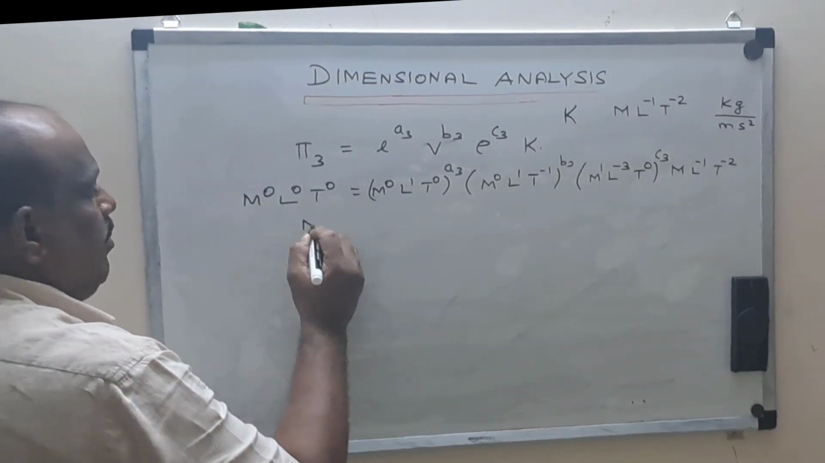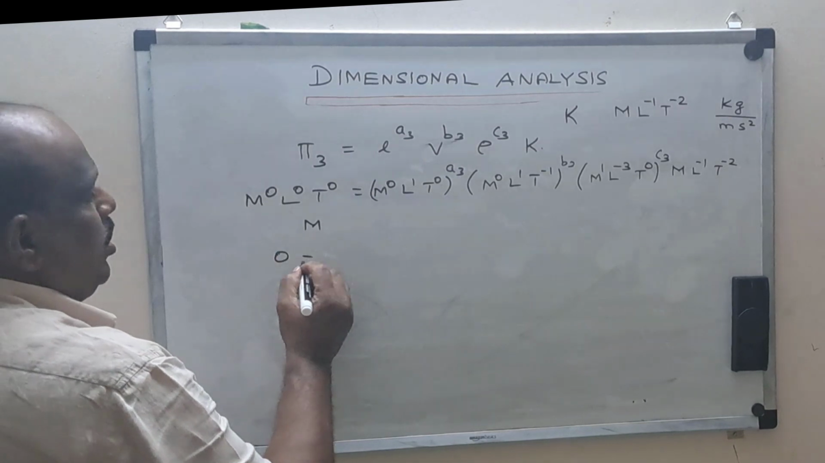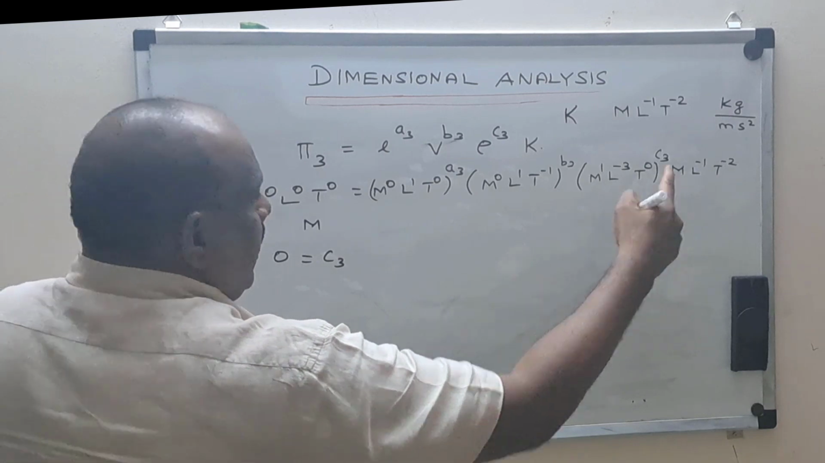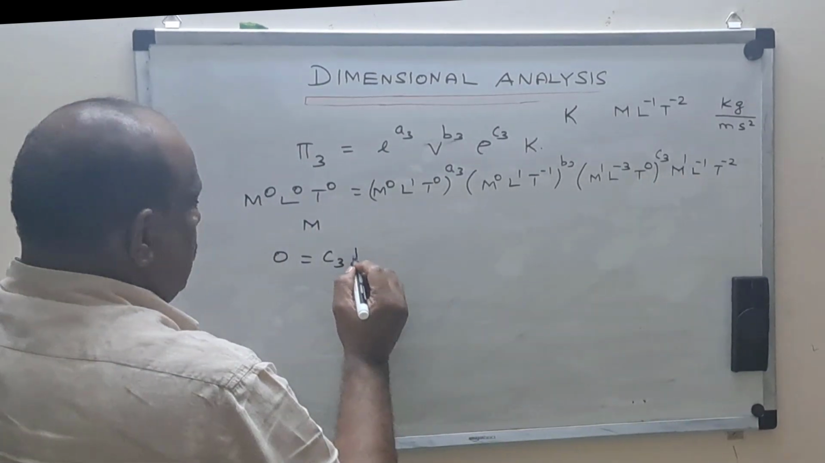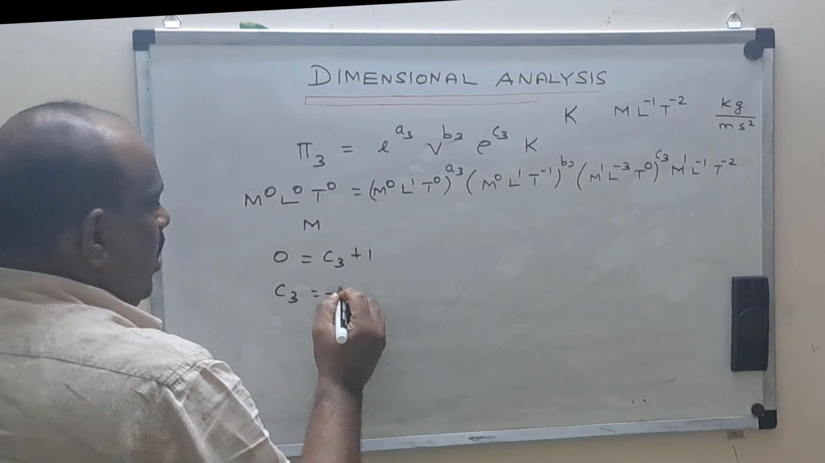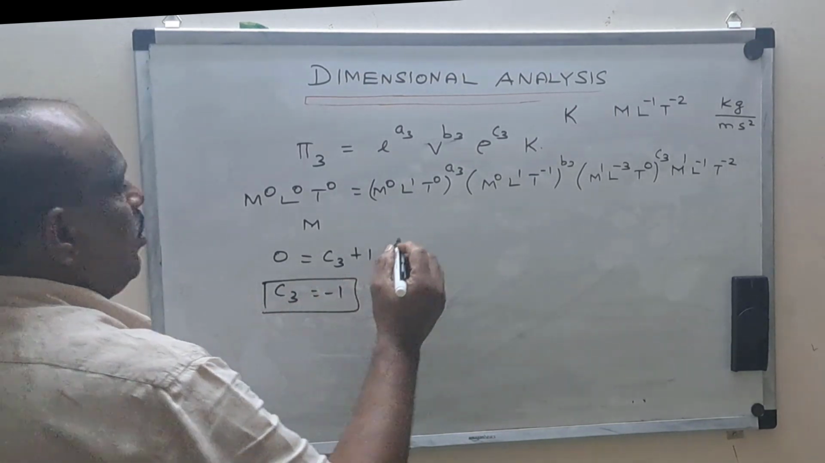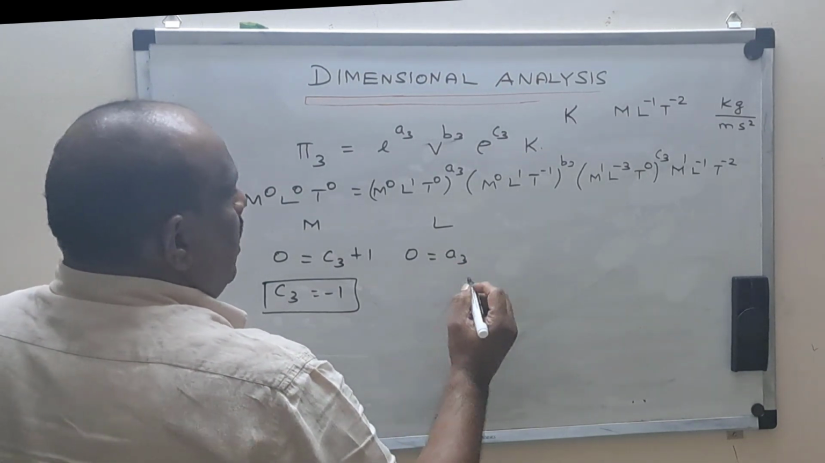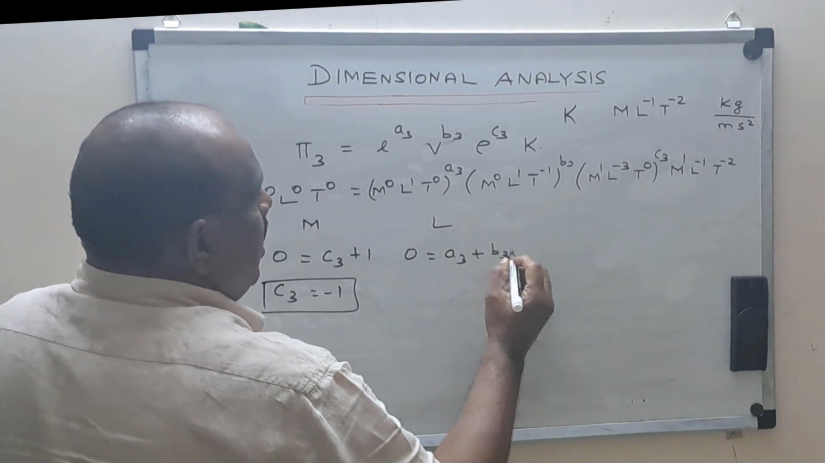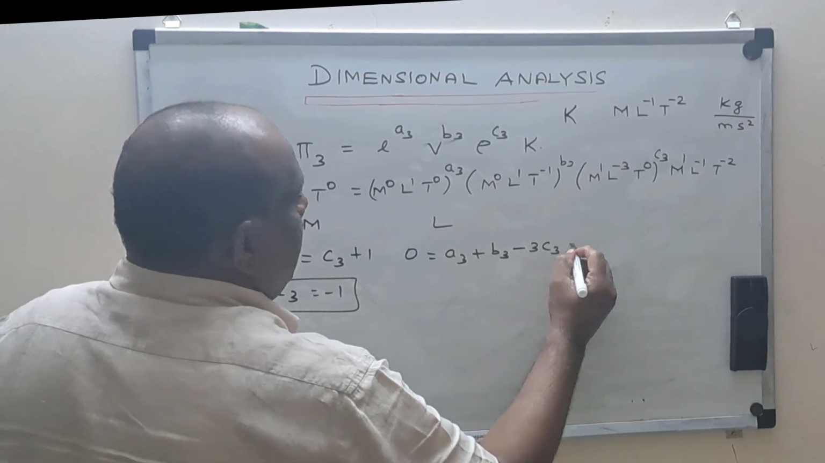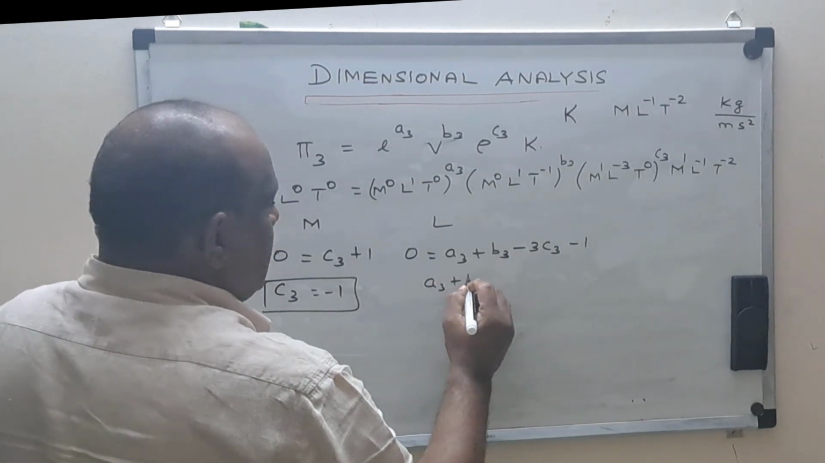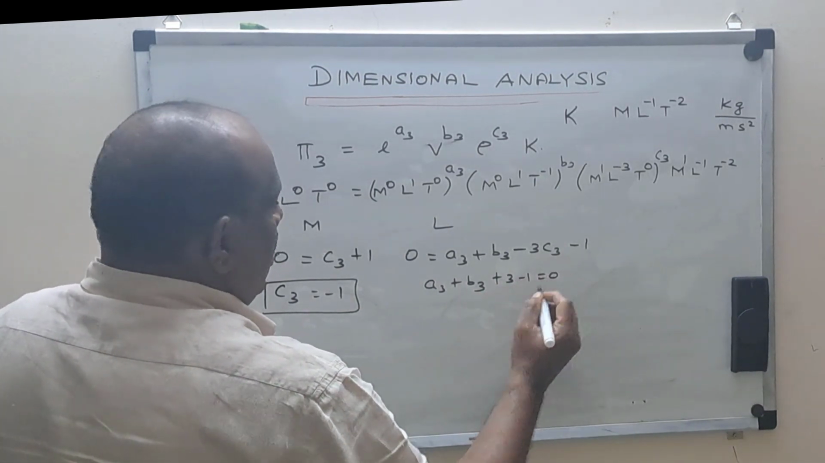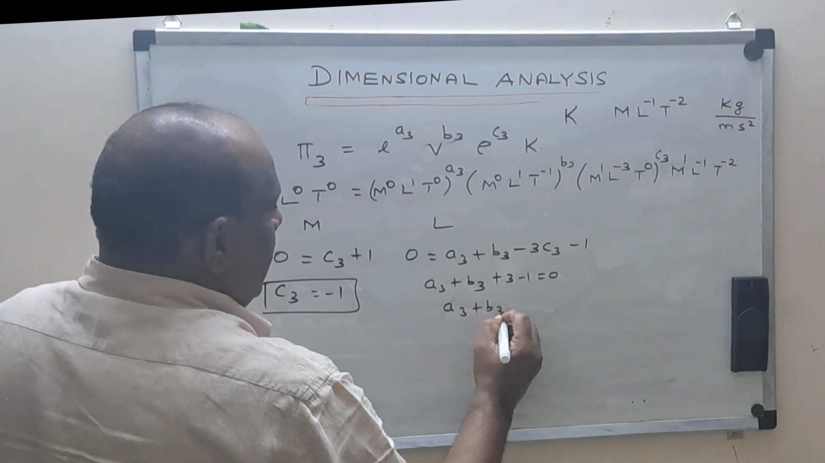Now compare the coefficients of m. 0 is equal to this 0, this 0, this C3, that is 1. This is plus 1. So plus 1 equal to 0. So C3 equal to minus 1. Comparing the coefficients of L now, 0 is equal to A3 plus B3 minus 3C3 minus 1. So A3 plus B3 minus 3 into minus 1 is plus 3, minus 1 equal to 0. So A3 plus B3 is equal to minus 2.